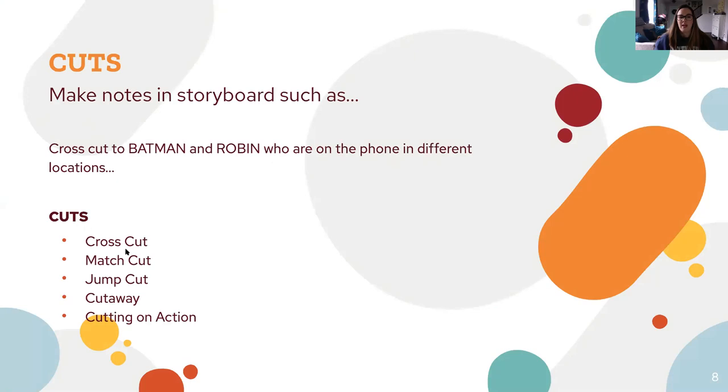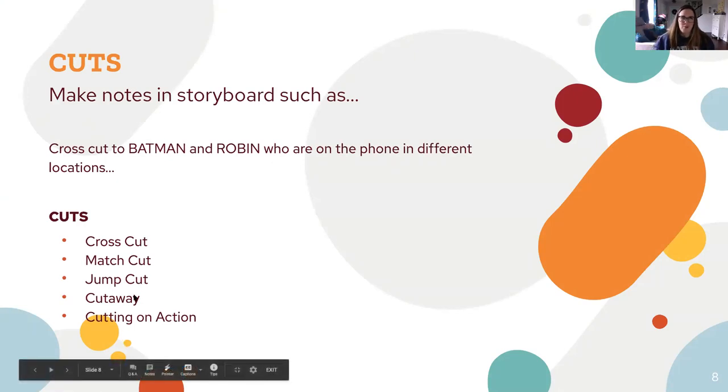And remember that the kinds of cuts that you could use: a cross-cut, usually used for a phone call, when something's going on at the same time, and you're going back and forth between characters while time is linear. A match cut, like we saw with the match going out and then the sun being in the same position. Jump cut, usually used to show time is passing.